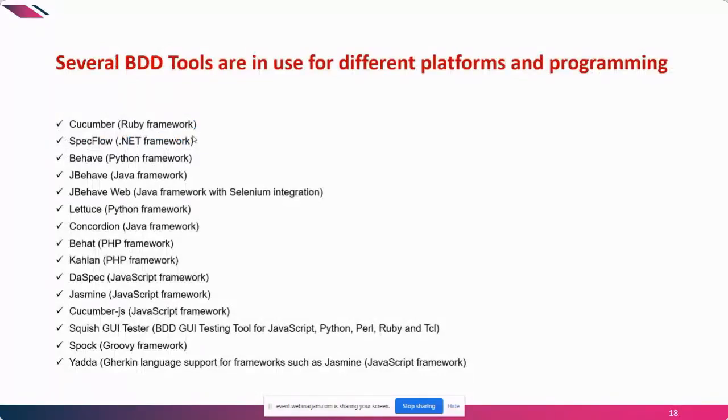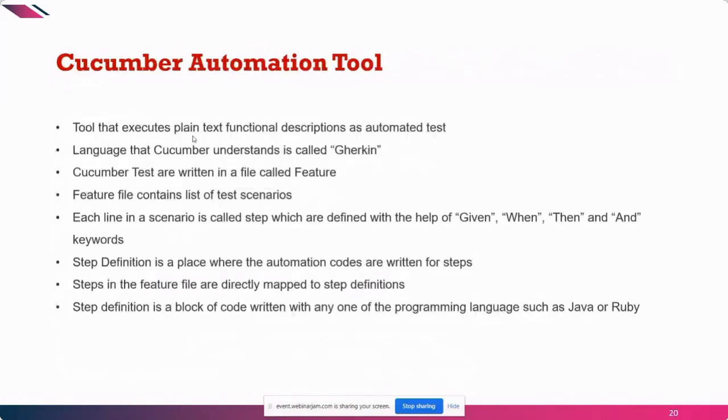There are multiple tools available for implementing the BDD approach. We have tools called Cucumber, SpecFlow, Behave, and JBehave. There are multiple tools available in the market. One of the tools that I'm going to walk you through is Cucumber. So, what is the Cucumber automation tool?